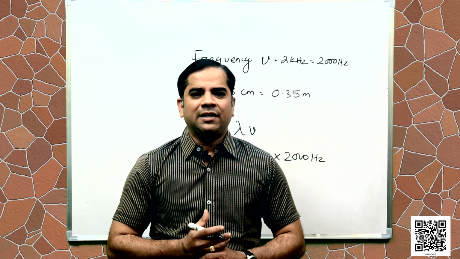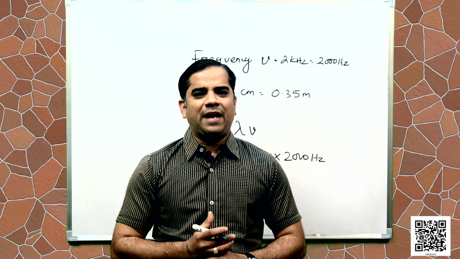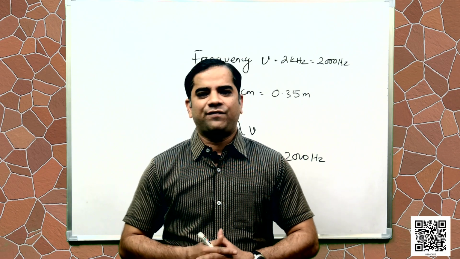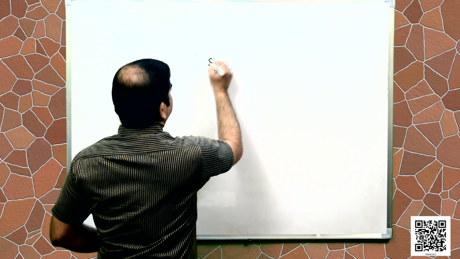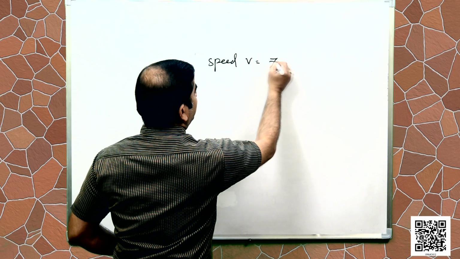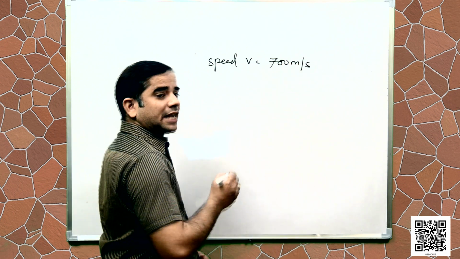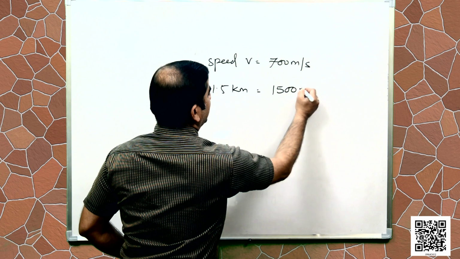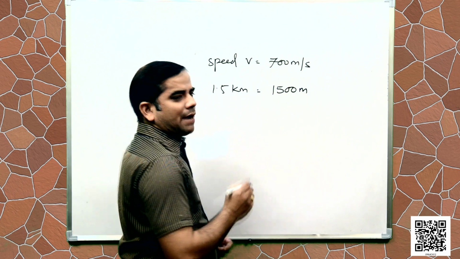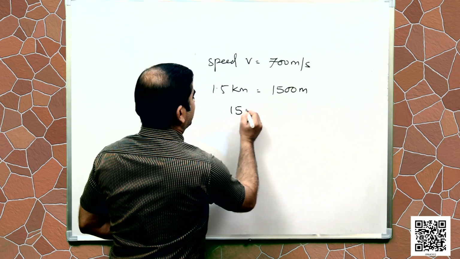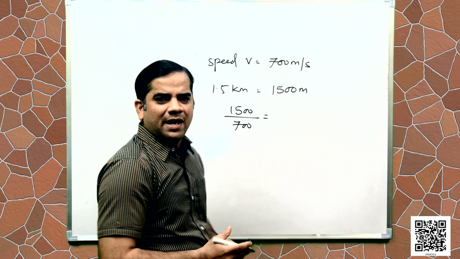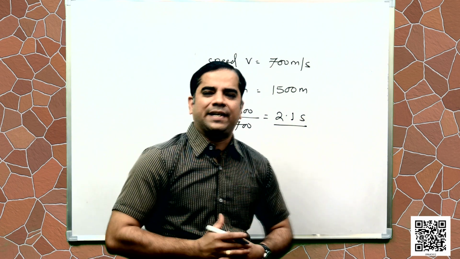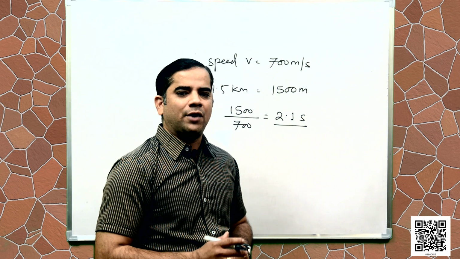So, now we need to find the time for travelling 1.5 km. Okay. So, the time taken by the wave to travel a distance d of 1.5 km, we need to find it. The speed is equal to 700 meter per second, and the sound is going to travel 1.5 kilometer, that is equal to 1500 meter. So, to travel 1500 meter, it will take 1500 divided by 700, which will be 2.1 second. Okay. So, the sound will take 2.1 second to travel a distance of 1.5 kilometer.